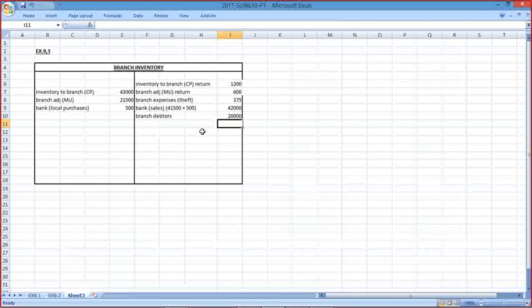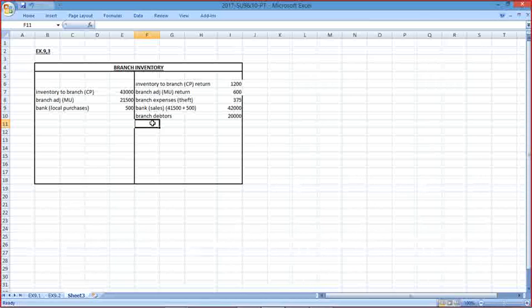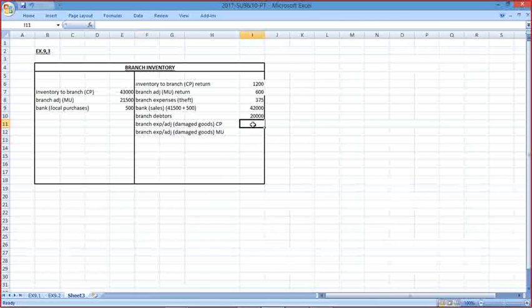Then inventory damaged, at selling price, is 300. We would credit the branch inventory account again, because you're reducing the account because of damaged stock. And we would debit the branch adjustment account. Adjustment or expenses, it doesn't matter which one you use here. What is the amount? 300. We need to show it separately. If it's branch expense, then it's the cost, and if it's the markup, then it's the adjustment. Cost price will be 200, markup will be 100. There we go, 200 and 100. Great.